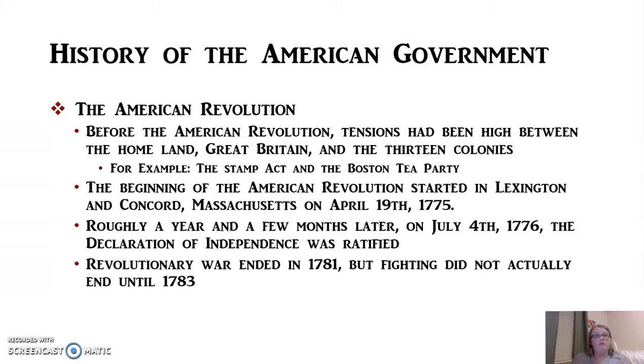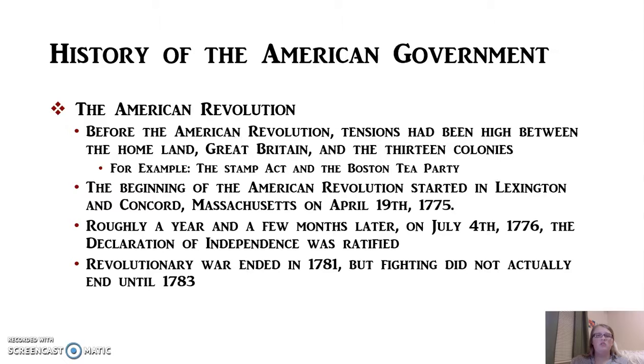Well, the tension finally burst open with the beginning of the American Revolution, which started in Lexington and Concord, Massachusetts on April 19th, 1775, when some British armies and a small militia started fighting against each other.